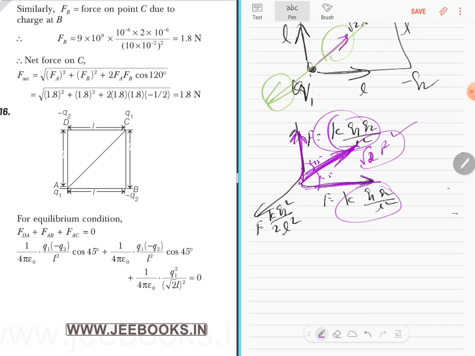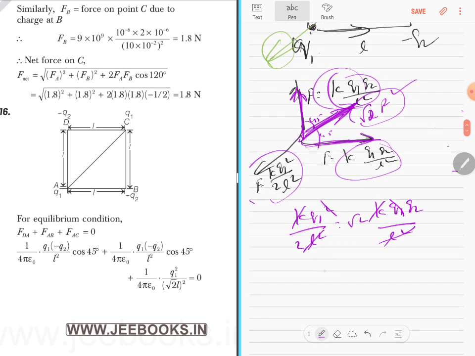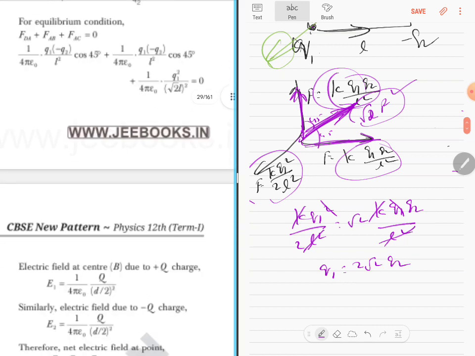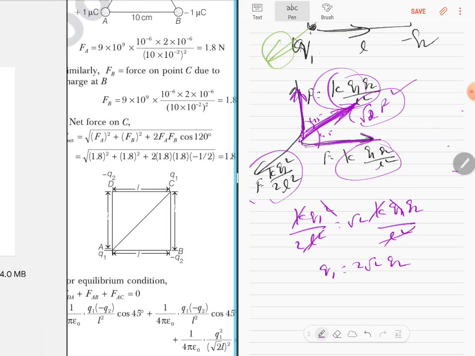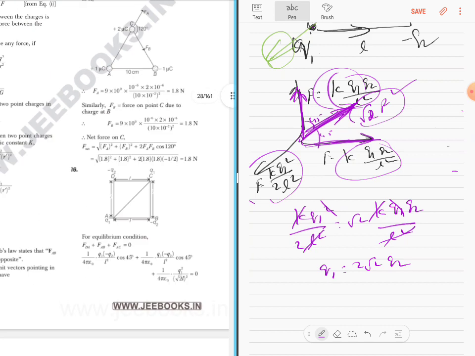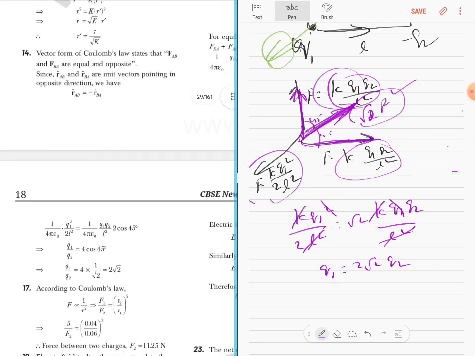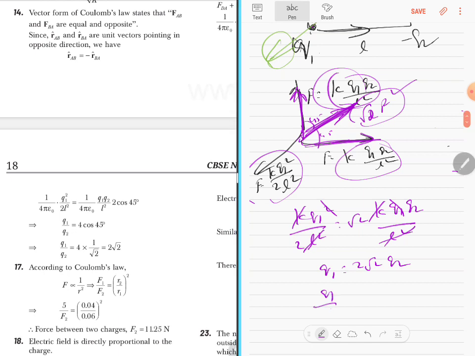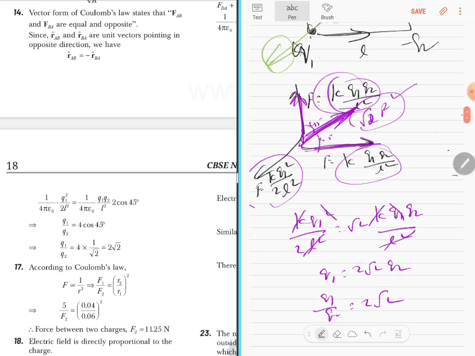And that has to be equated with this in order to get cancelled. K Q1 square by 2L square is equal to root 2 into K Q1 Q2 by L square. L square gets cancelled, K gets cancelled, one of the Q1 gets cancelled. So you get Q1 is 2 root 2 Q2. Therefore Q1 by Q2 itself is 2 root 2. And this is the way I would do.